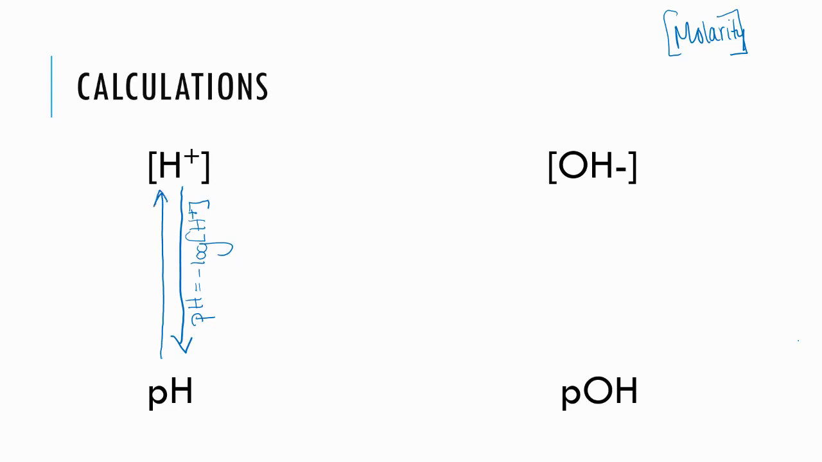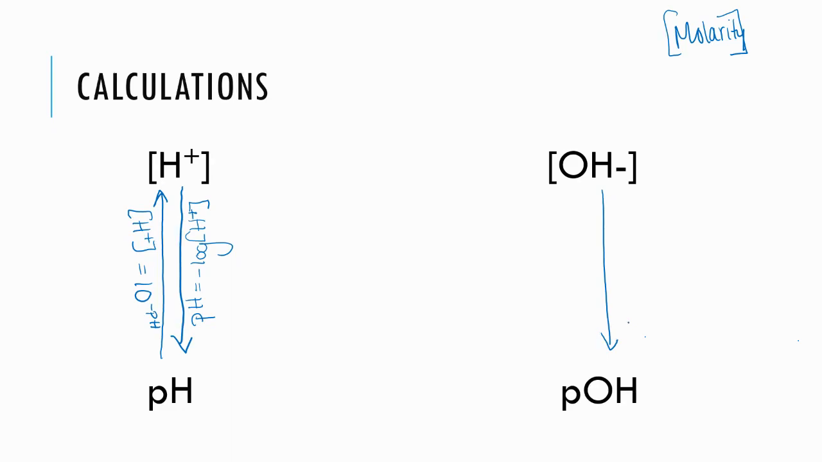if we want to go from pH to the H plus concentration, well, the H plus concentration is equal to 10 to the negative pH. So those are the two formulas that connect the concentration of an acid and the pH value. Okay? It's exactly the same for bases and pOH. So going between OH minus and pOH looks almost exactly the same.